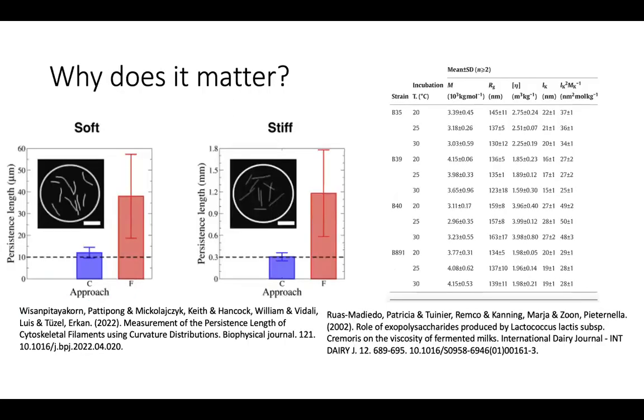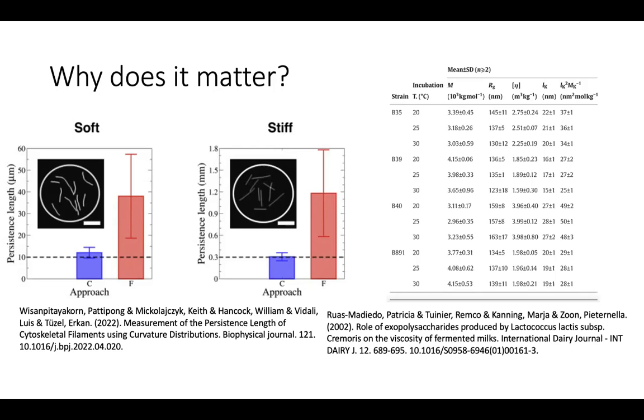So why does it matter? Like we said, it represents the flexibility and mobility of a polymer chain. On the left is one research paper that deals with the persistence length of cytoskeletal filaments using curvature distributions. We can see that there's a big difference in persistence length between the soft filament on the left and the stiffer filament on the right, comparing micrometers to millimeters actually.